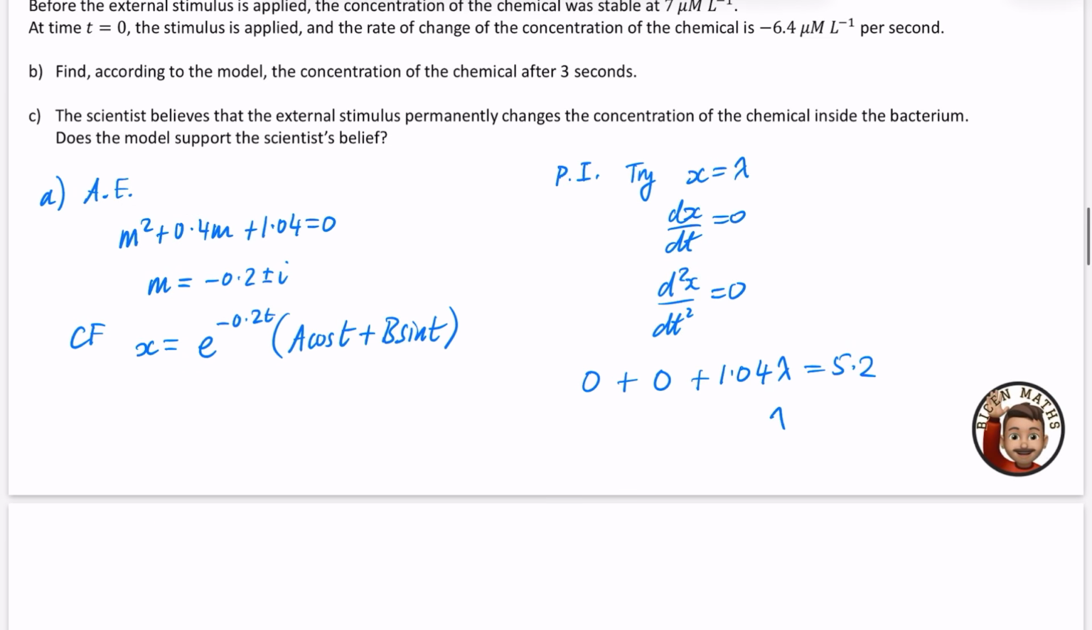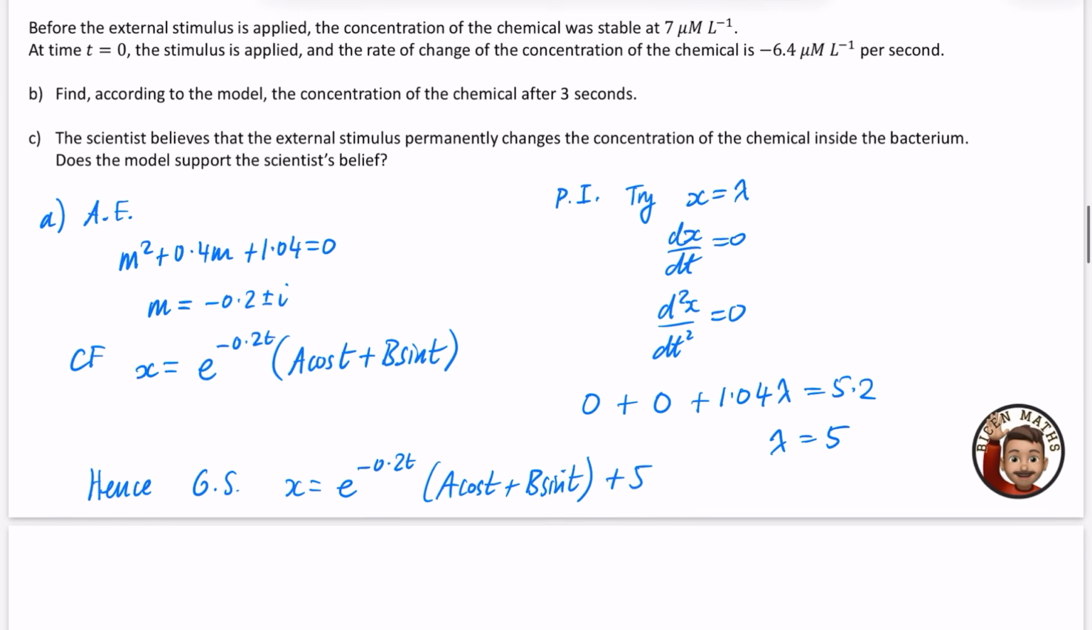So I'll just do my lambda is 5.2 divided by 1.04, which is 5. Hence we now have our general solution that x is equal to e to the minus 0.2t, (a cos t plus b sin t), that's the complementary function, plus the particular integral. Okay. Now we're going to go to the start, which brings in a bit more of the model.